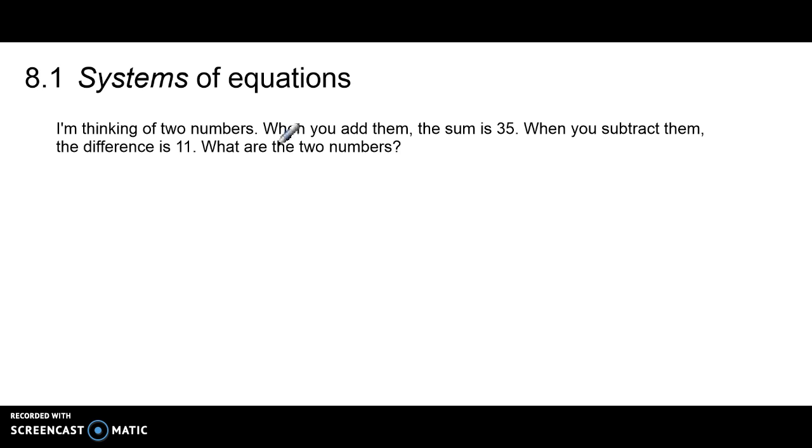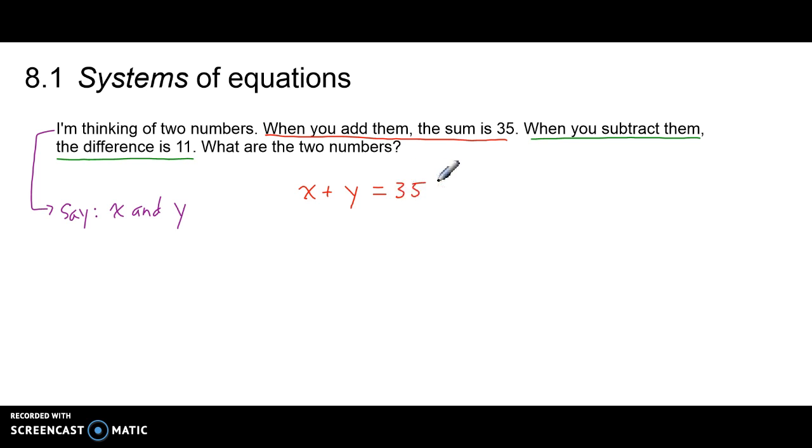The best way to describe that would be a situation in which there are two different requirements, like in this problem here. There's one requirement that talks about what happens when you add the numbers, and a second requirement that talks about what happens when you subtract the numbers. If we call the two numbers x and y, then when you add them, x plus y has to add up to 35, but when you subtract them, x minus y has to equal 11. That type of thing is what we mean when we say a system of equations. The word system means there's more than one and they both have to work at the same time.